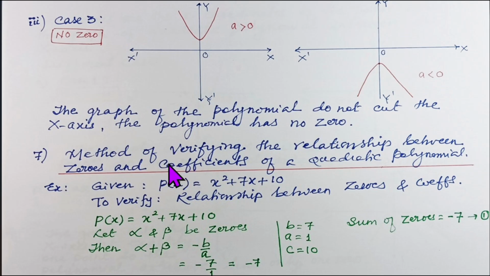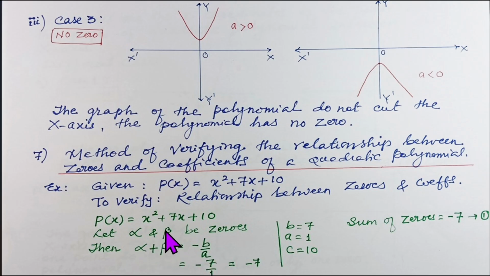Now how do we verify the relationship between the zeros and the coefficients of a quadratic polynomial? Now we have to verify the relationship between the zeros and the coefficients of a quadratic polynomial. Let us understand this through an example. If the given quadratic polynomial is p of x is equal to x square plus 7x plus 10, we have to verify the relationship between zeros and coefficients. We already know what the relationship is. That is, the sum of the zeros alpha plus beta is minus b by a, and the product of the zeros is c by a.